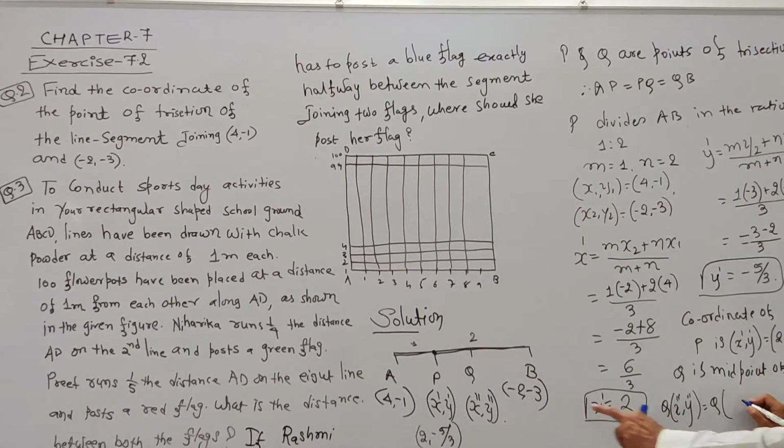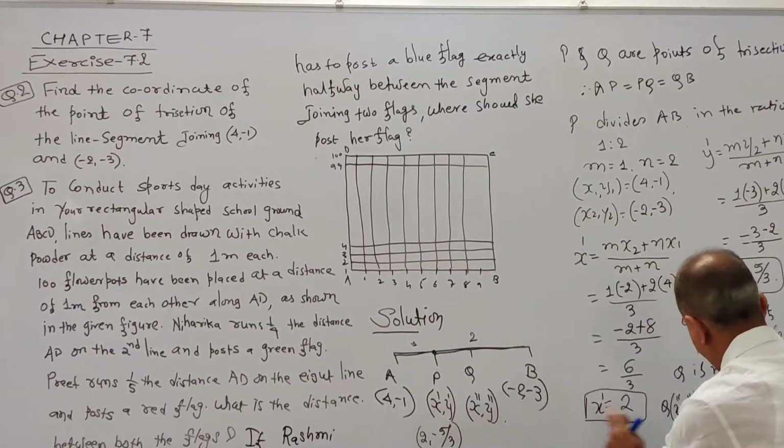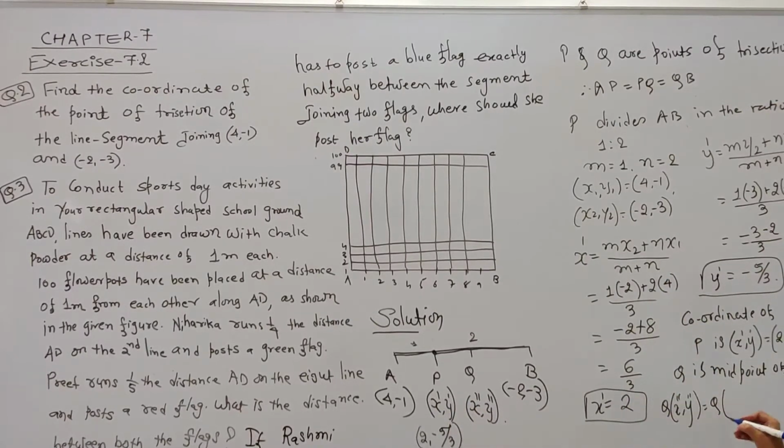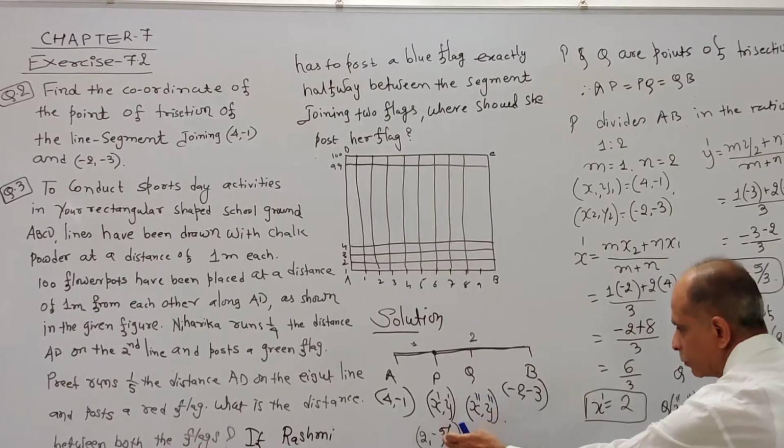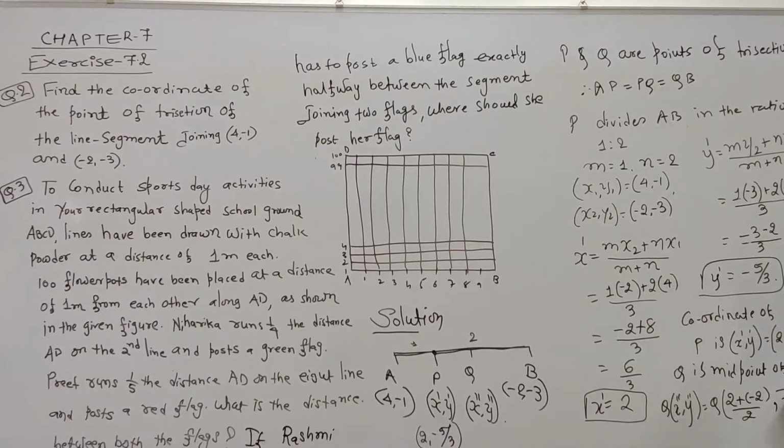So here you have to write (x1 + x2)/2, that means (2 + (-2))/2, comma, (y1 + y2)/2, that means (-5/3 - 3/2)... So Q(x'', y'') is equal to Q. 2 minus 2 means 0 by 2.